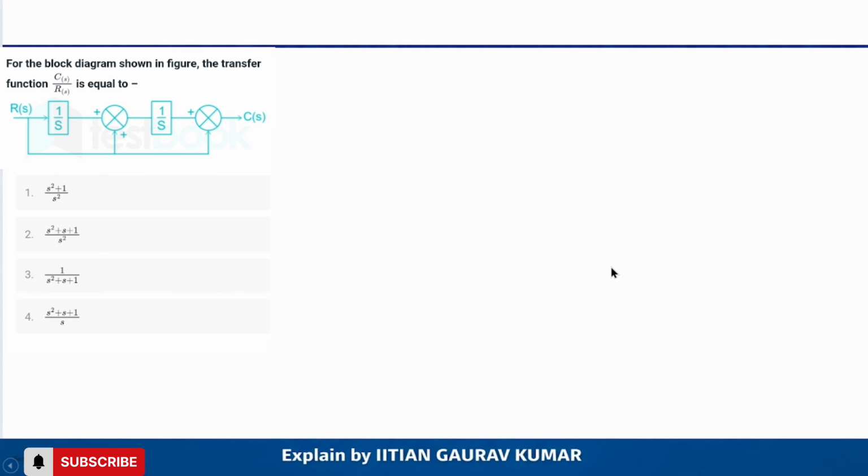The first question says that for the block diagram shown in the figure, the transfer function C(s) by R(s) is equal to? If you remember the signal flow graph concept, it helps, because if you solve by another method, it takes longer time. So solve by Mason's gain formula.